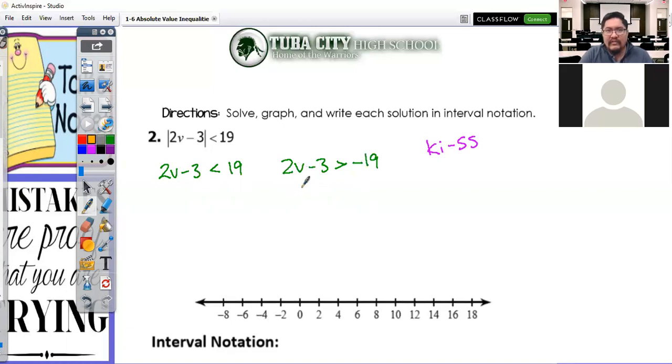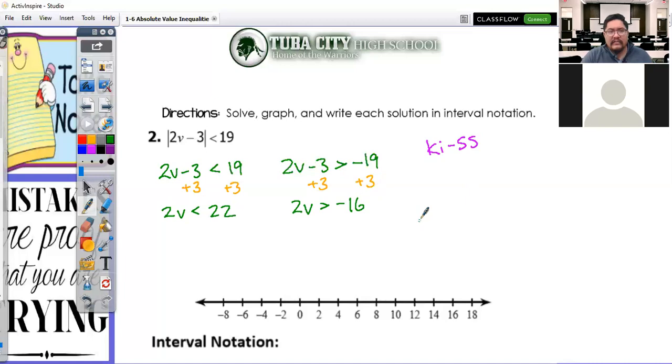All right, now that I have my two inequalities, I'm going to go ahead and solve each of these. So +3 here and +3 here on both sides. And again, these are both pretty much the same thing, so I can pretty much do the same steps on both of them, and it should still be true. All right, so 3 is gone, and now we have 22 here. 2v greater than, let's see, what would this one be? I think that'd be 16, well, negative 16.